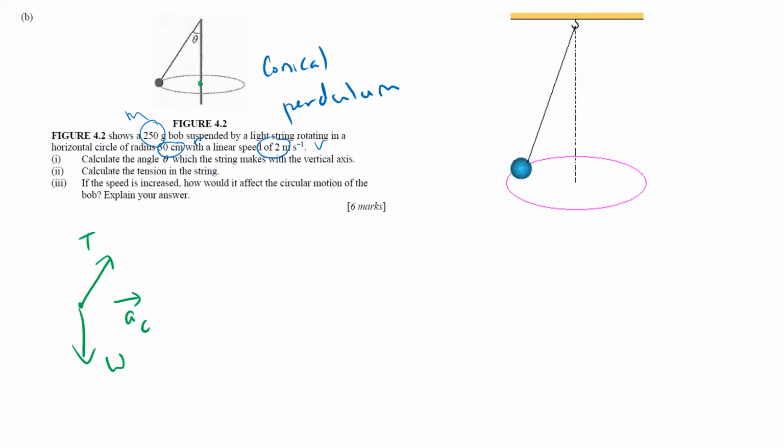So always check: why don't you have normal? Because there is no contact. Why don't you have friction? Because no contact. Why don't you have external force? Because you don't have anyone that pushes along the circular motion. Because the free body diagram is very important. If you get the free body diagram wrong, what you do below is useless.